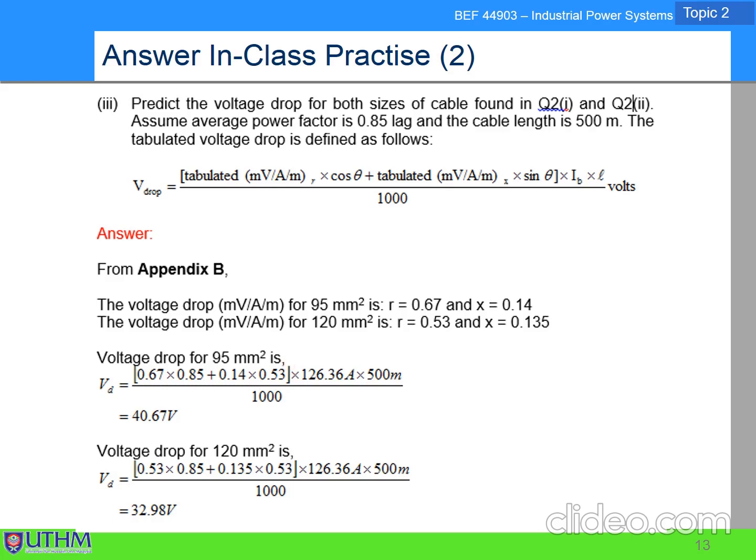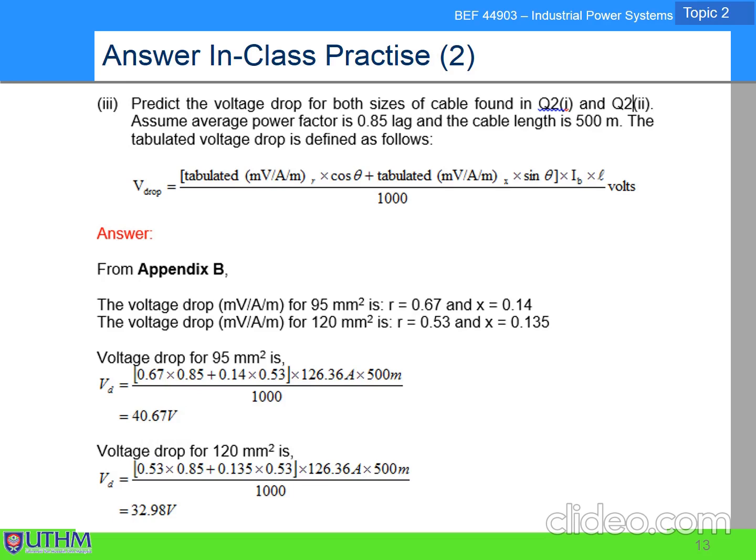We have to find theta first from cos theta. So cos theta is equal to 0.85, and then you take the inverse cos of 0.85 to get the value of theta. Then you take the sin of that theta to get sin theta. This is the value for sin theta, 0.53. Then we multiply the value with the I load and also with the length of cable, and divide by 1000. So we get the voltage drop of 40.67 volt.